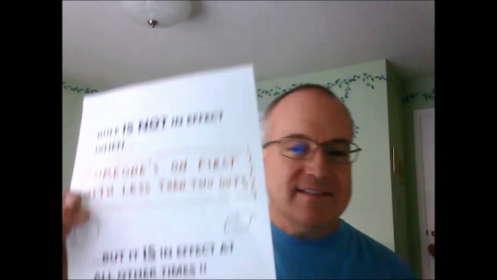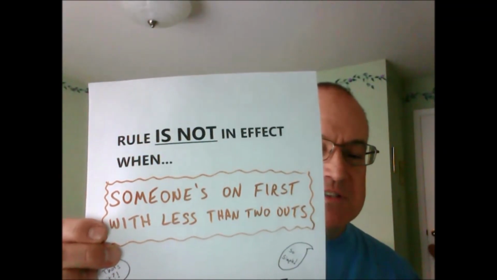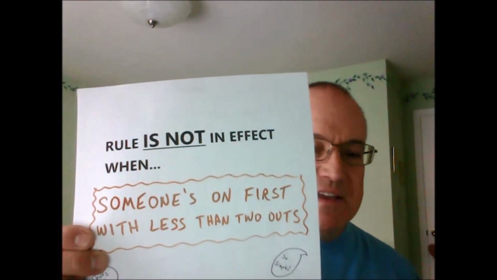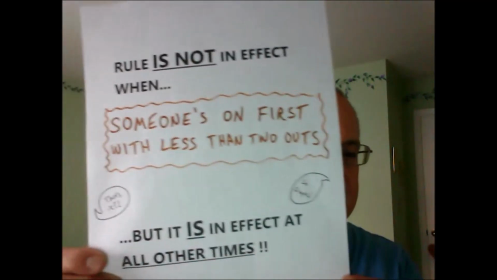But I think I've got an easier way to help you remember when it's in effect by telling you when the rule is not in effect. And that's actually a lot easier. So if you're coming up to bat, and someone's on first, and there's less than 2 outs, the rule is not in effect. At any other time, it is. That's a lot simpler. Runner on first, less than 2 out, no third strike rule. Every other time, there is.